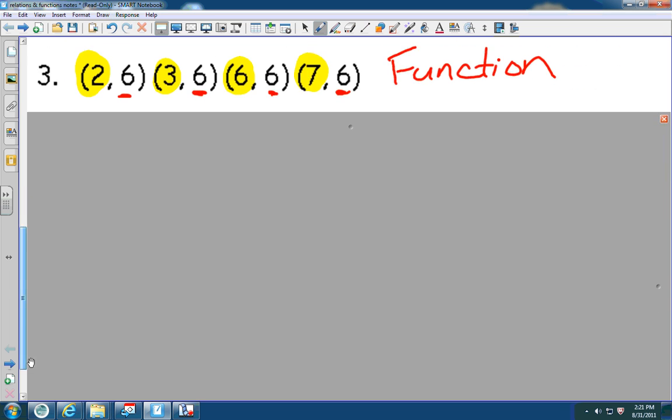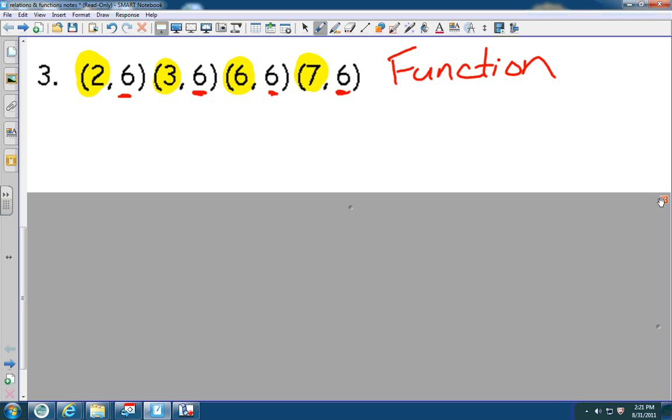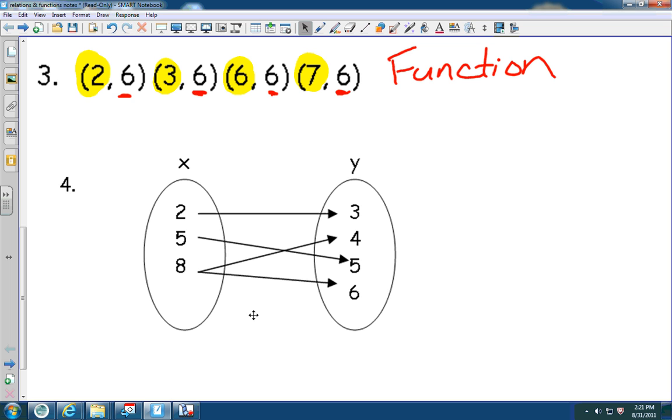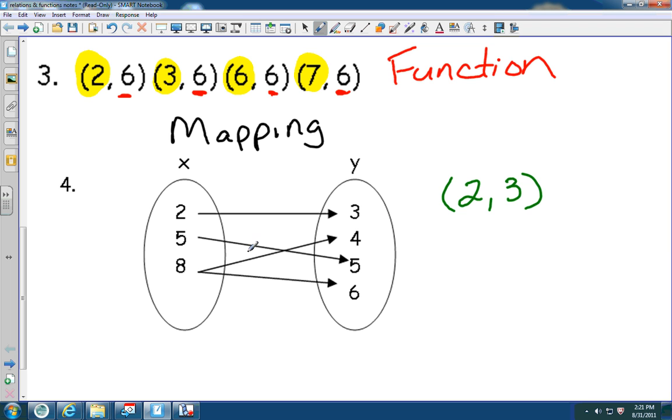All right, we've got another kind down here. It's the same type, but it's written in a different format. This right here is called mapping, when you have them in these bubbles. What this is saying is that this 2 goes with this 3. So a lot of times when I have mappings, I write them as ordered pairs. So I have 2, 3. Then next I have 5, and the arrow is going to 5. So I have 5, 5. Here, 8. Now look, it's going in two different directions. It goes 8, 4.